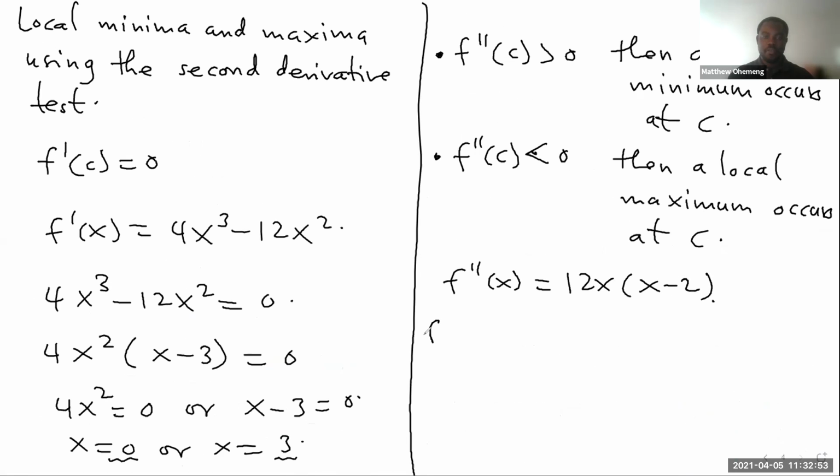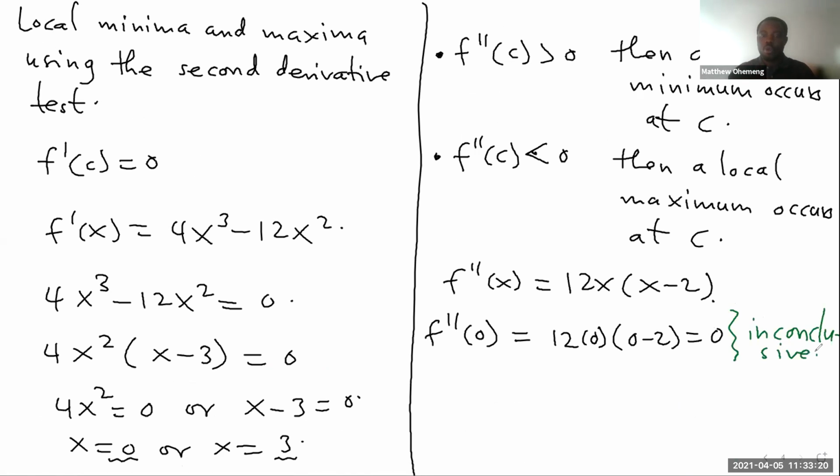So let's check f double prime of 0. That's just going to be 12 times 0 times (0 minus 2), which is 0. Now, 0 is neither negative nor positive. 0 is neutral, right? So for 0, it will lead to an inconclusive test.